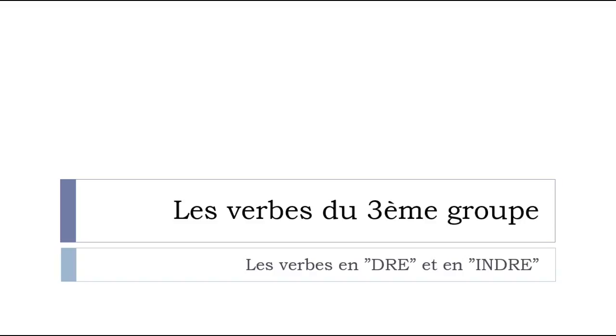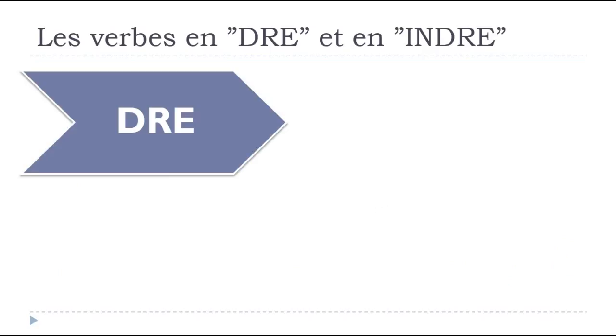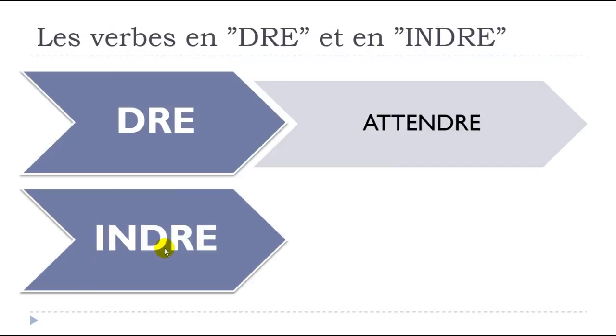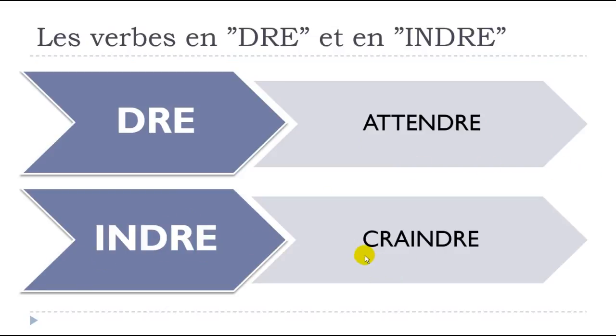Les verbes du troisième groupe, and more precisely, we'll see together how to conjugate the verbs that are ending with dre and indre at the present form, because they can be quite tricky. Okay, so let's start. For the first group, I thought it might be interesting to take a quite common verb, attendre. And attendre means to wait. And for the second group, the indre group, we'll see the verb craindre. Craindre is to fear.